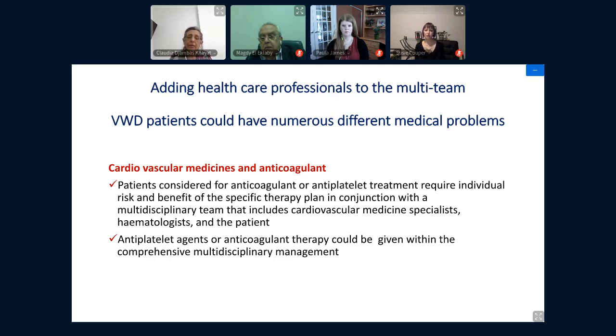The patient considered for anticoagulant or antiplatelet treatments requires an individual risk and benefit assessment on the specific therapy plan, in conjunction with multidisciplinary teams that include cardiovascular medicine specialists, hematologists, and the patient.